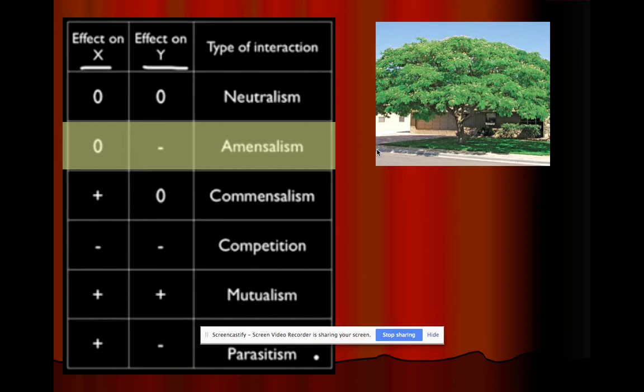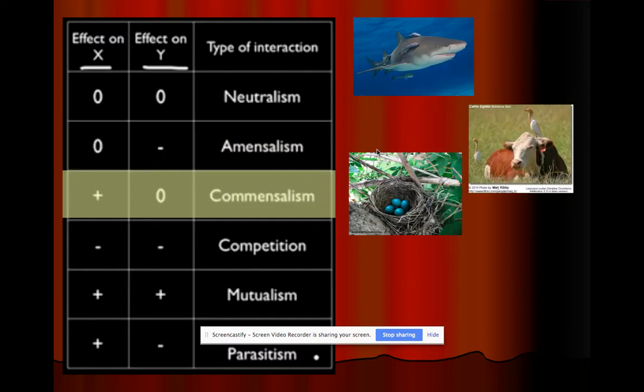Sorry for the interruption. So an example of this would be a tree that is growing and its shade makes it so that another tree cannot grow. So a tree overshades an area and then other things cannot grow underneath it. So the tree itself is not affected, but the other things are negatively affected. Commensalism is when one is not affected, but the other is benefited in some way.